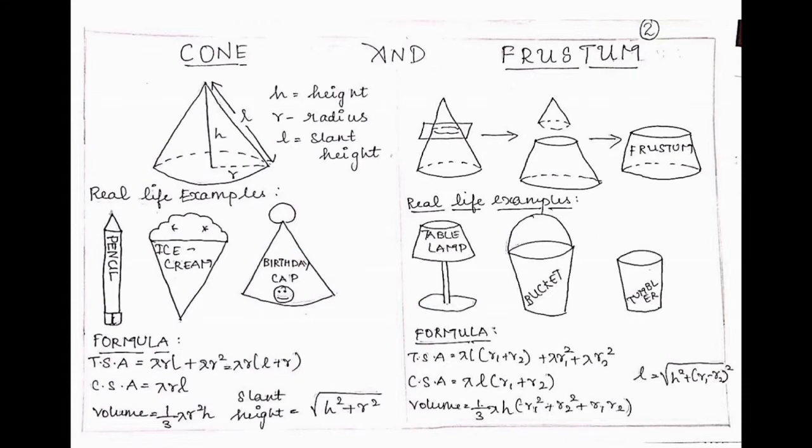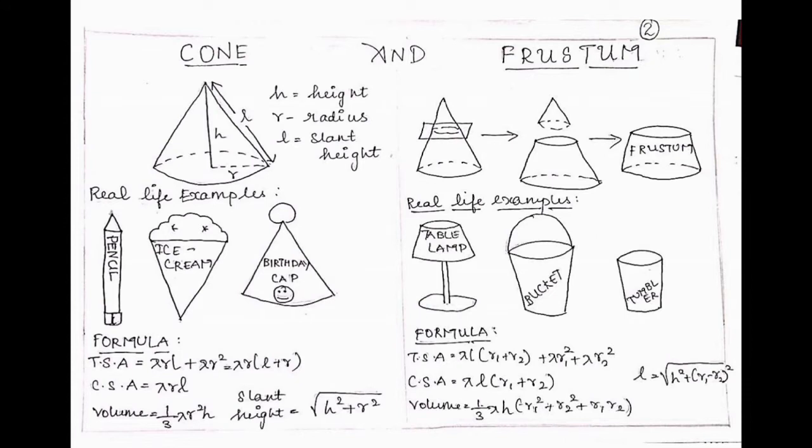So the formula for cone is total surface area is equal to pi RL plus pi R square, which is also equal to pi R into (L plus R). Curved surface area is equal to pi RL. Volume is equal to 1 by 3 pi R square H. Slant height, we use this formula to find out: L is equal to root of H square plus R square. So now let's go to frustum.